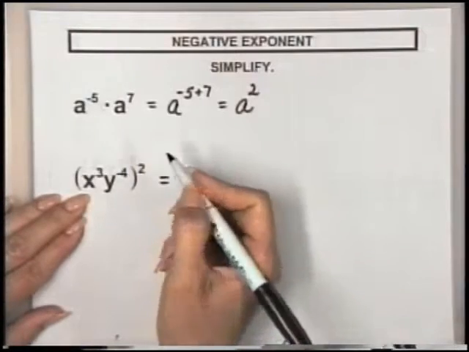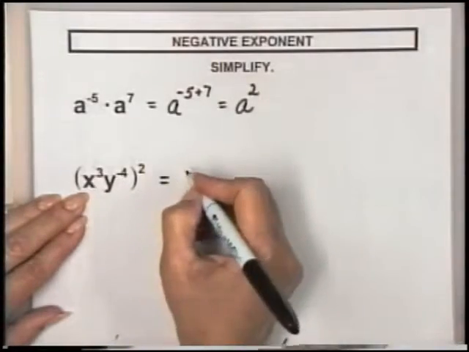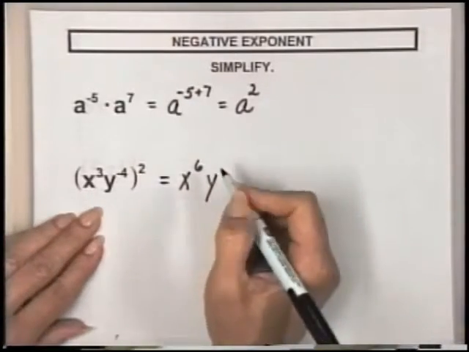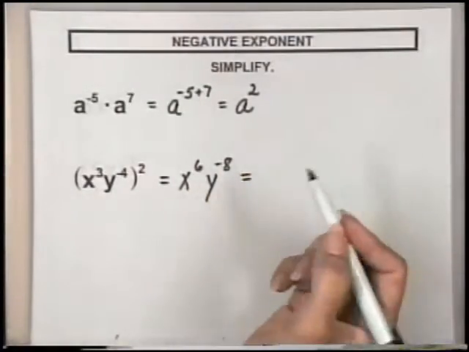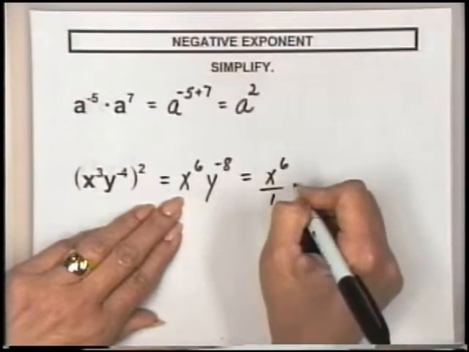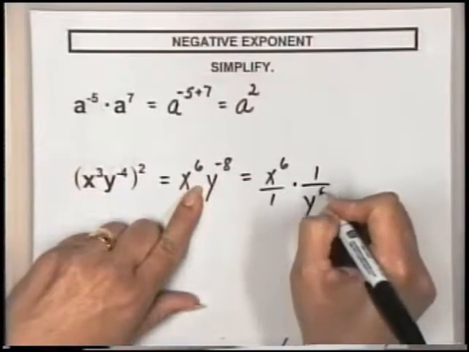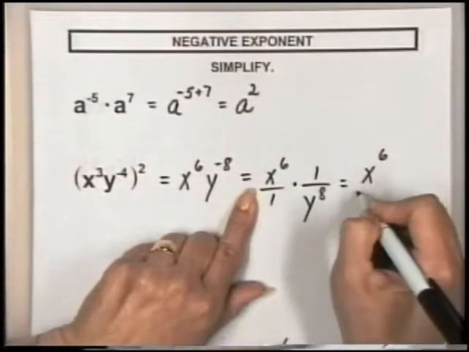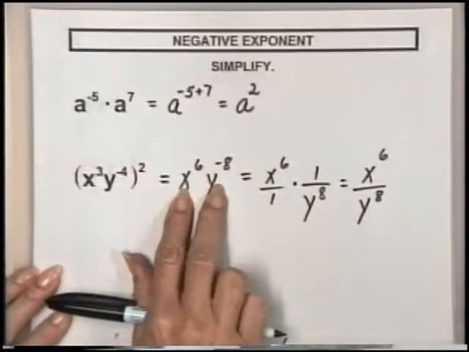For this second problem, I am raising a product to a power. So I will apply the power to both the x cubed and the y to the negative 4th. For the x, I will say 3 times 2 is 6. For the y, I will say negative 4 times 2 is negative 8. Now we know when we simplify that we can't leave the negative exponent. We will write x to the 6 over 1 times the y to the negative 8, which we know is 1 over y to the 8. The result is x to the 6 times 1 is x to the 6. 1 times y to the 8 is y to the 8.